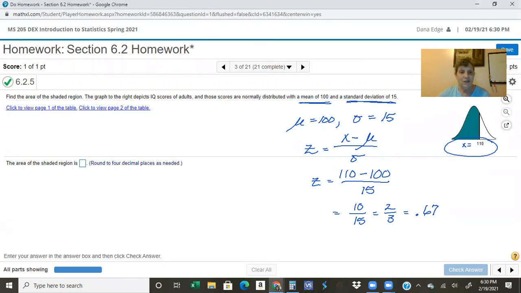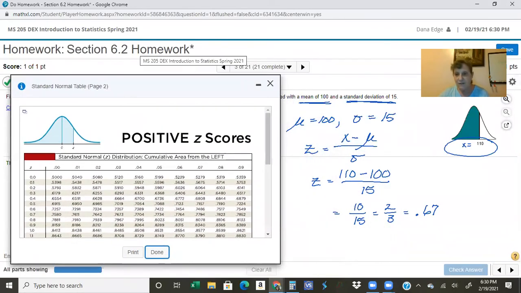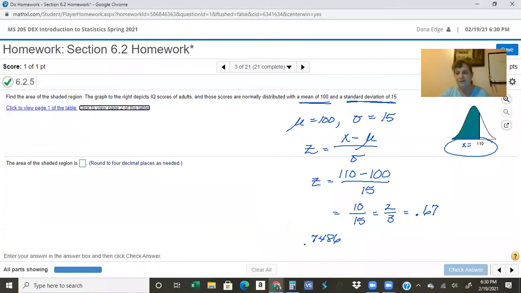The second page has positive x values. So we would look up 0.67 by going down here to the 0.6, across to the column with the 0.07 in it. So 0.67 would be 0.7486. And that's going to be to 2 decimal places.